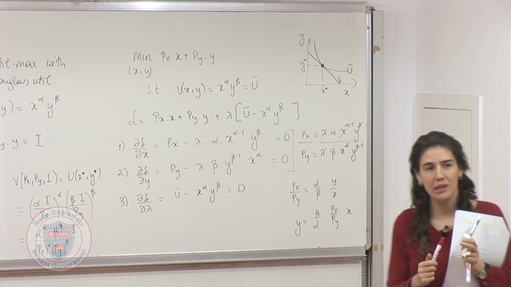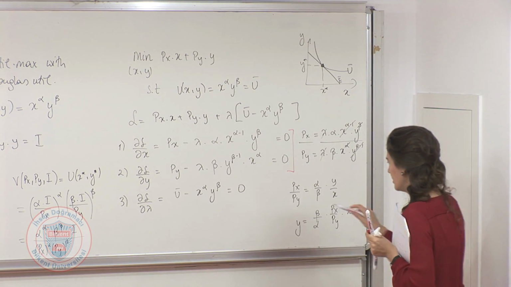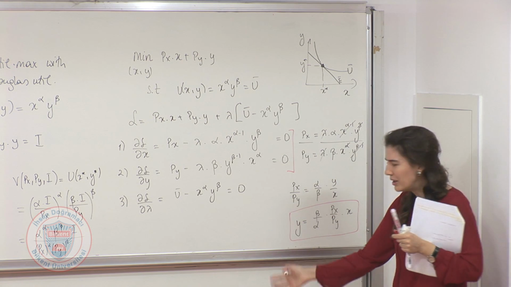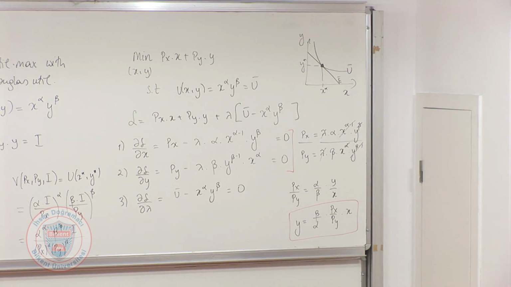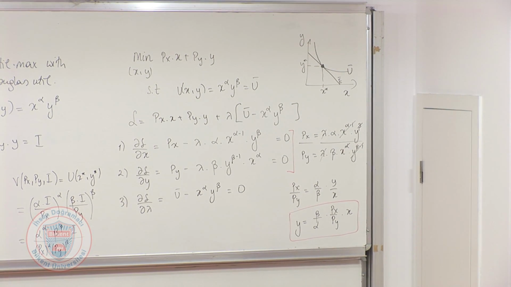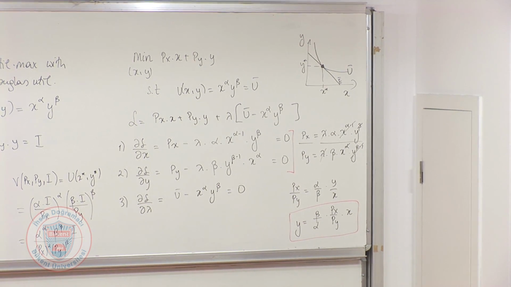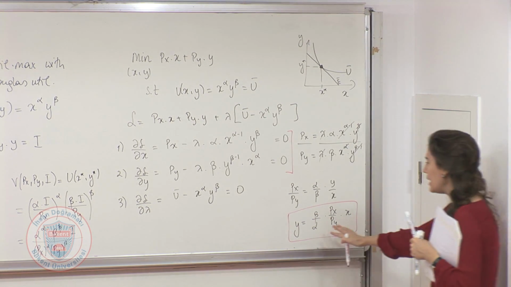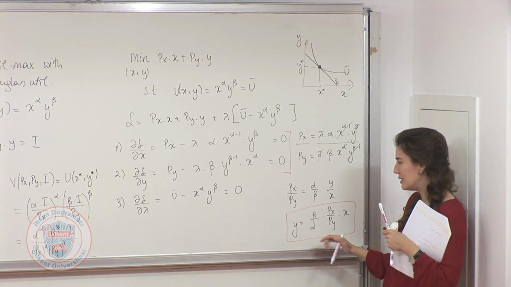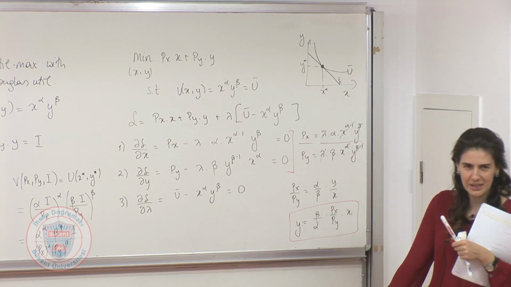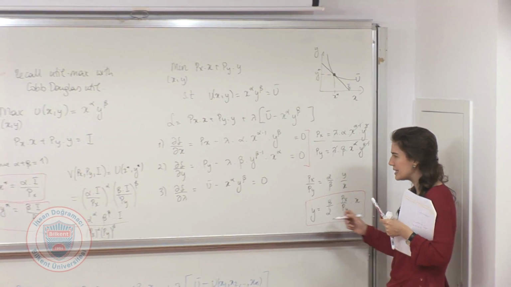Does this look familiar to you? Actually, we know this. This is exactly what we called the income expansion path, or income consumption curve, when we got this relation from the utility maximization problem. So you get exactly your income consumption curve here. We know that it's going to be the same.